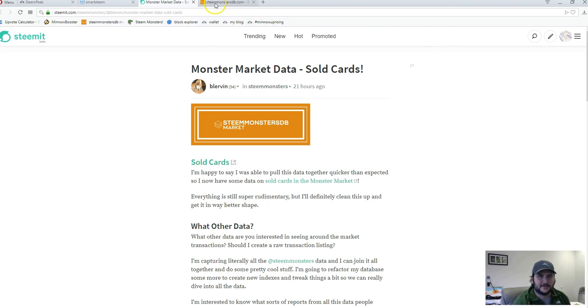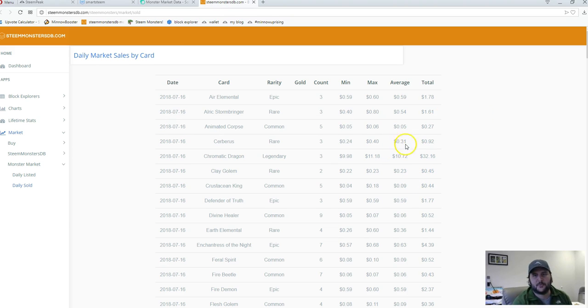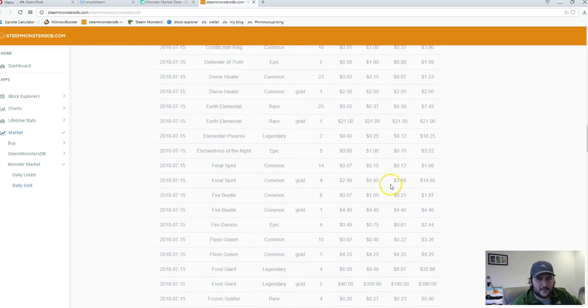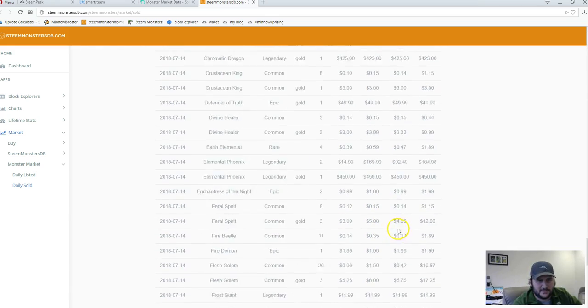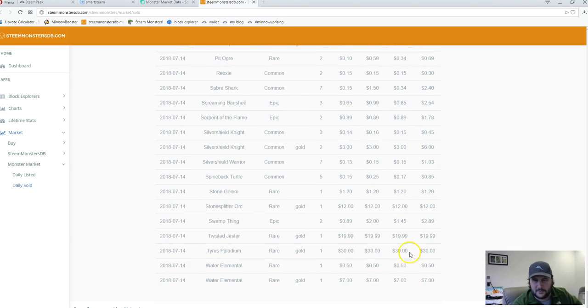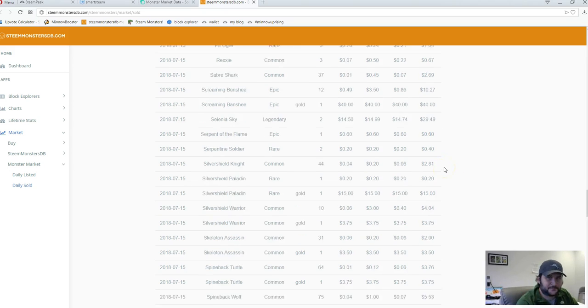So if you click over to the link, it takes you to this page. It's pretty minimalistic at the moment. I'm sure he's going to be adding other things, but right now we've got date, card, rarity, whether it's gold or not, the count of how many were sold, minimum, maximum price, average price, and then the total dollars changing hands. And that's going back to the 14th, I believe.